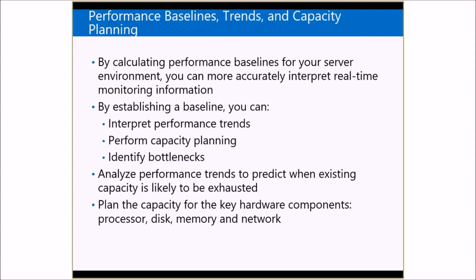So by calculating performance baselines for your server environment, you can more accurately interpret real-time monitoring information. By establishing a baseline, you can interpret performance trends. So what's happening? If this is a trend and I know that it's increasing at this rate, and I know my limit is here, I can maybe predict that not right now, it's fine right now, but maybe in another 6 months' time, the amount of resource that I have for that particular resource is going to run out. Maybe I do something then. I do something before it runs out. I do some preventive maintenance, being proactive.